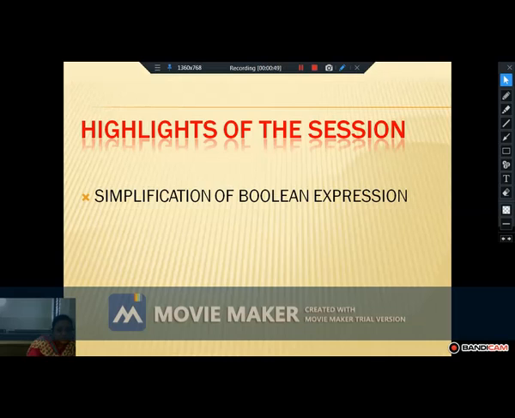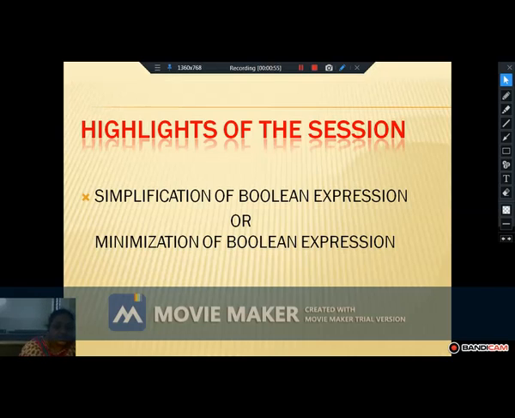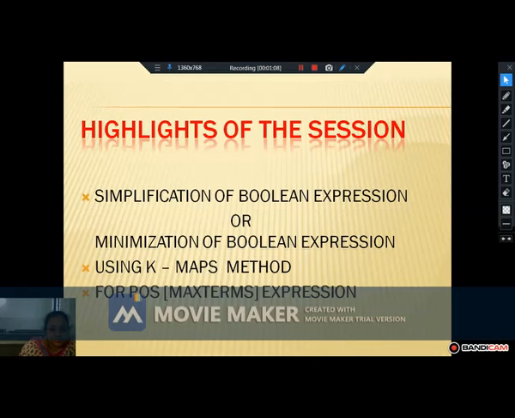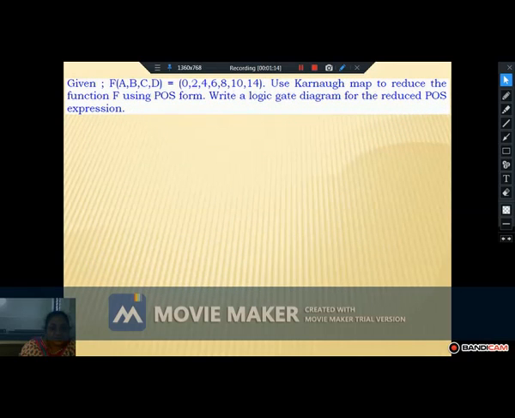As you all know, we are learning the simplification or minimization of Boolean expressions using K-maps. The other method used to reduce or minimize is the algebraic method. In the previous session we also discussed K-maps, simplifying for POS expressions. Let's take one more example where we have f of a, b, c, d. It's a 5 mark question. I have taken it from a question paper which has been asked.